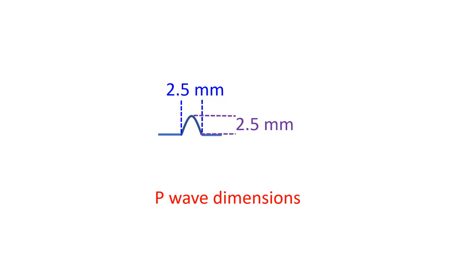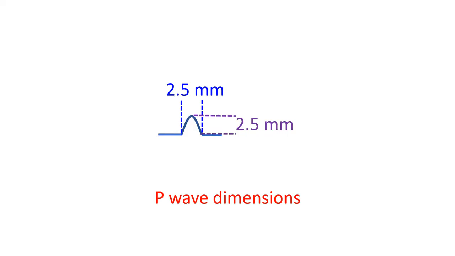Now we'll see how the cardiac chamber enlargements are inferred from the ECG. Enlargement of the atria is reflected in the P wave, which represents the atrial electrical activity. A normal P wave has a maximum amplitude of 2.5 mm and width of 2.5 mm on the ECG.